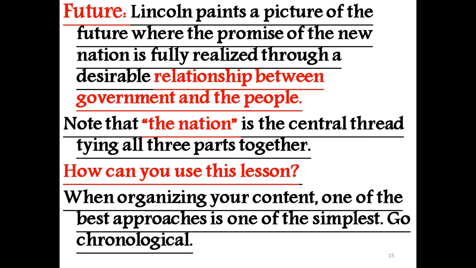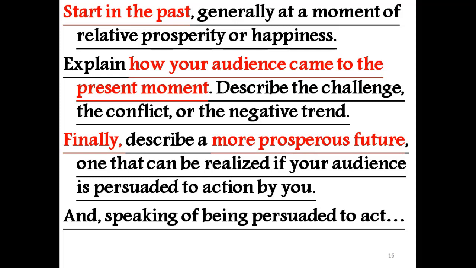How can you use this lesson? When organizing your content, one of the best approaches is one of the simplest. Go chronological. So you have to go in an organized, systematic way, just like past, present, future. So this is chronological. Start in the past, generally at a moment of relative prosperity and happiness. Explain how your audience came to the present moment. Describe the challenge, the conflict, and the negative trend. And finally, describe a more prosperous future, one that can be realized if your audience is persuaded to action by you.